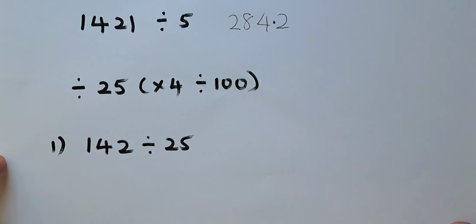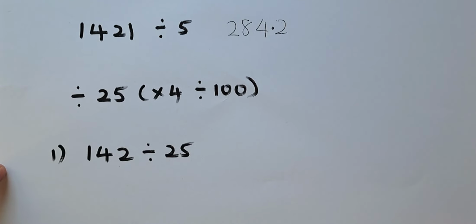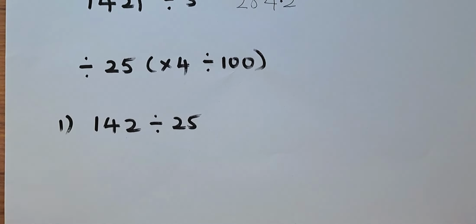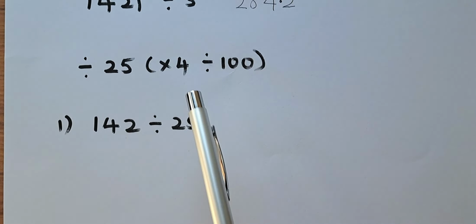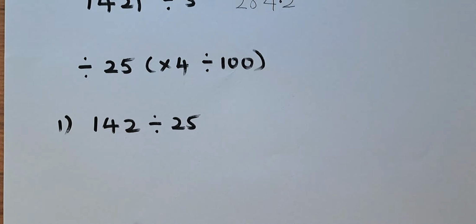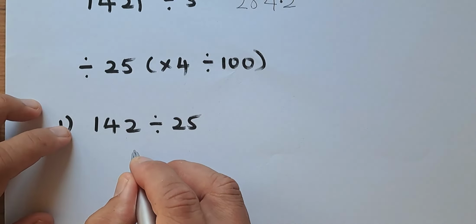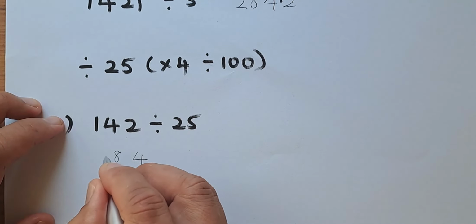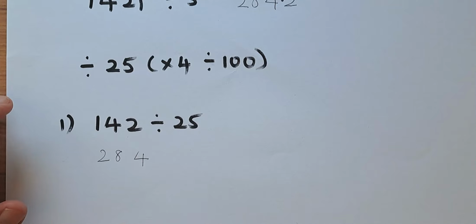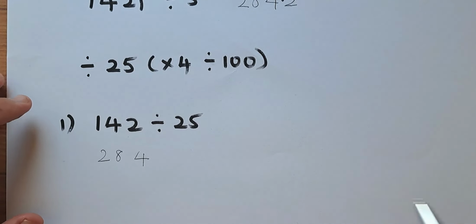Okay, so now we have 142 divided by 25. So the first thing we do, you need to multiply by 4. If you can do it in your head, that's good. If not, then we're going to double the number twice. So 142, when you double, from the right to left, is going to be 4, 8, 2. Or if you read it out, it's going to be 284.